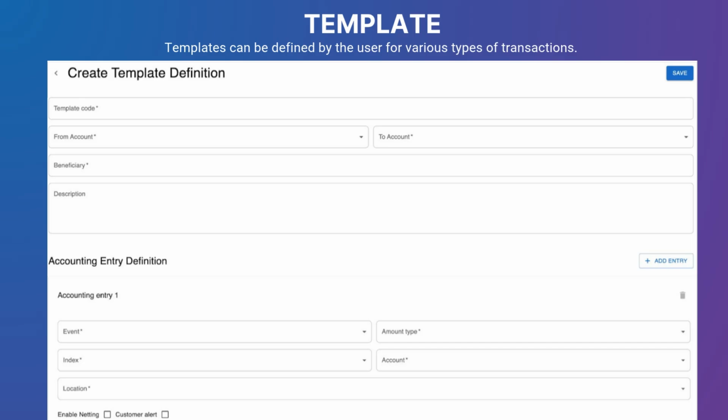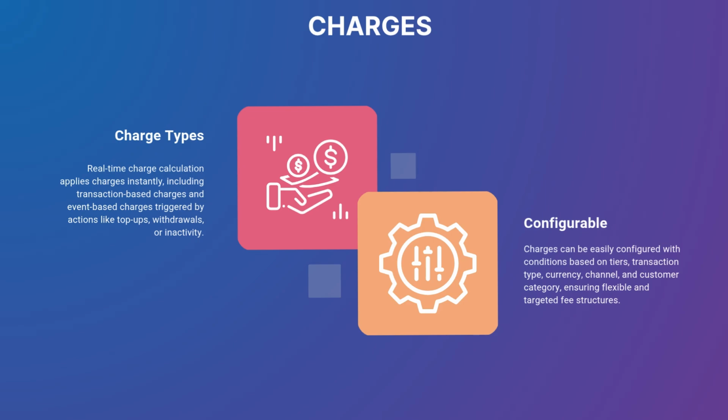in transaction processing. Let's now talk about charges, a critical component of any digital wallet ecosystem, both from a revenue and policy enforcement standpoint. The BankBuddy platform supports real-time charge calculation, ensuring that fees are applied accurately during transactions, without delay. There are two main types of charges: transaction-based charges. These are applied at the time of performing a transaction, such as a QR payment, fund transfer, or bill payment. Event-based charges. These are triggered by specific system events, such as wallet activation, card issuance, or failed transaction attempts.